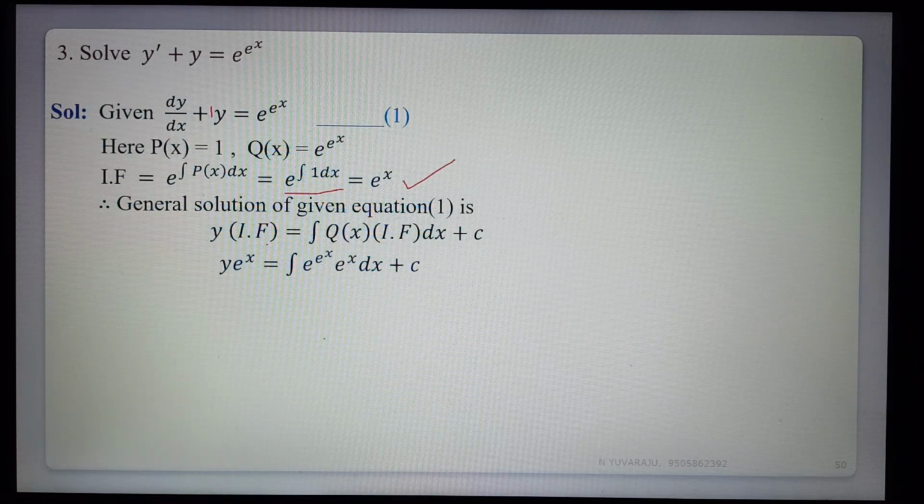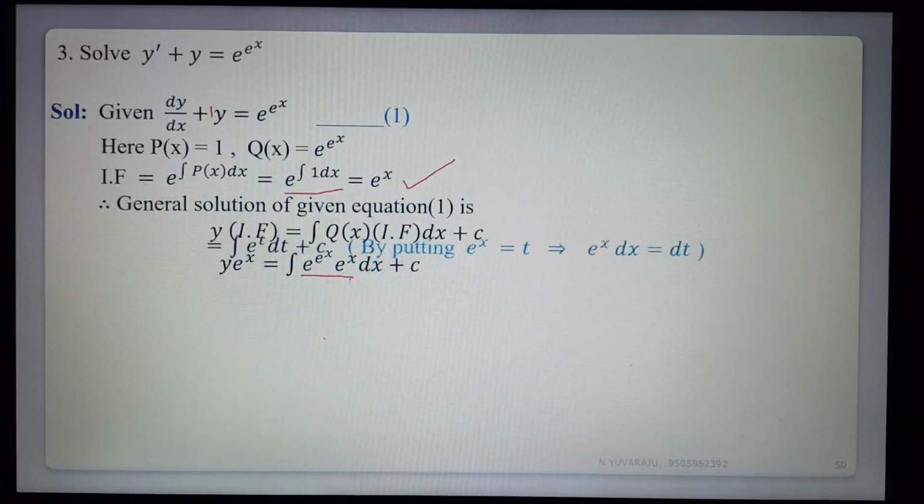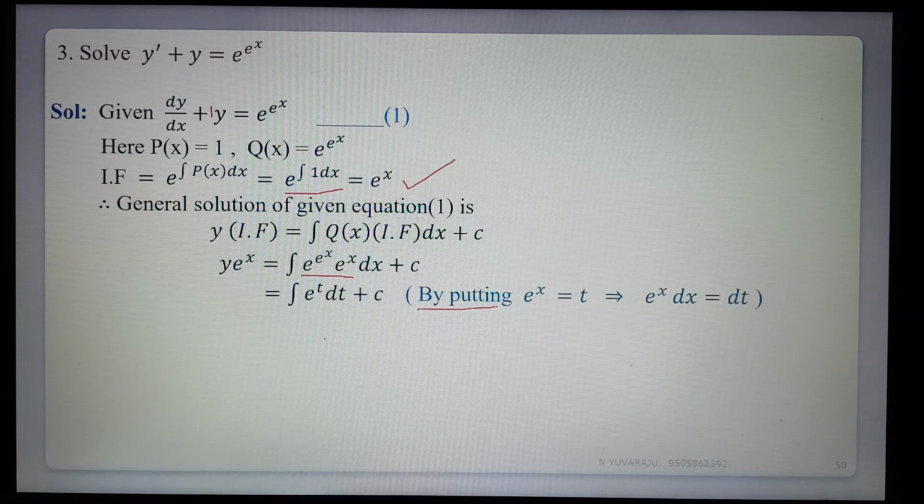So that is y into e power x is equal to integration of e power x into e power x dx plus c. Now finding this integration value by the substitution method, putting e power x equal to t, so e power x dx is equal to dt. That gives integration of e power t plus c, but t is equal to e power x, substituting. So y into e power x is equal to e power x plus c. So this is the required general solution.